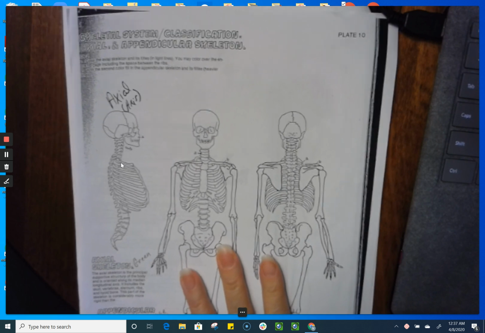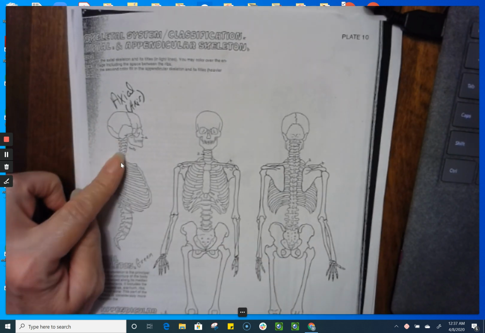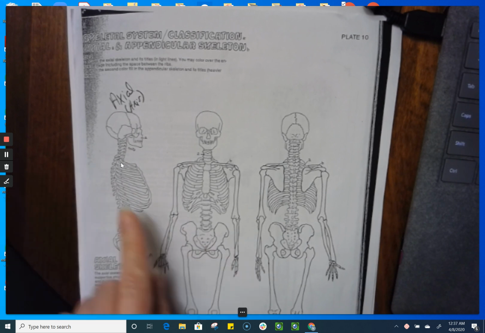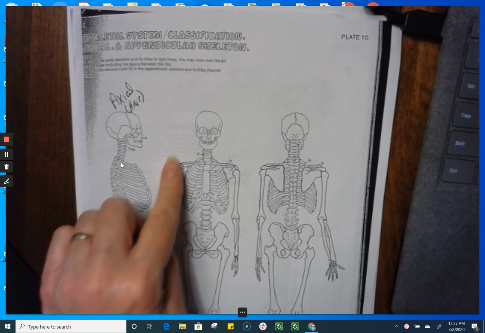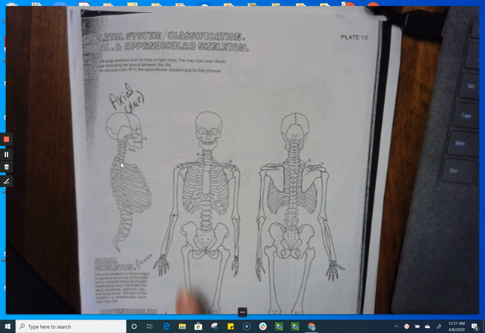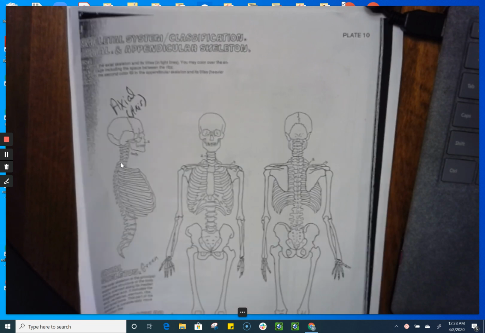The axial skeleton is basically made of the skull, vertebral column, rib cage. The appendicular skeleton is everything except this. So it's going to be the shoulders and arms, the pelvic girdle, and the extremities. So appendicular skeleton, appendages, arms, legs, and the hip area there also. Okay.